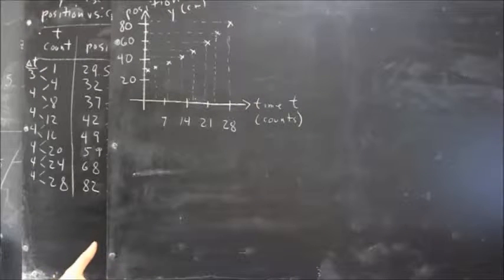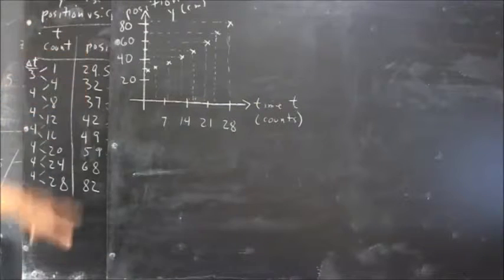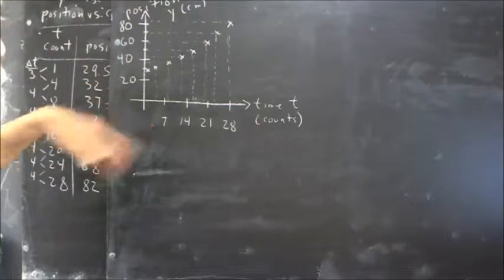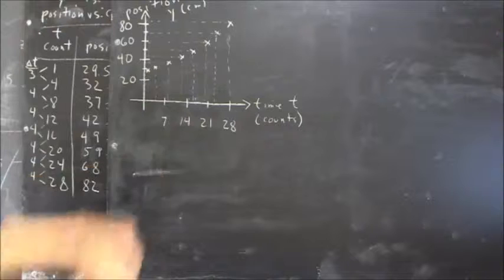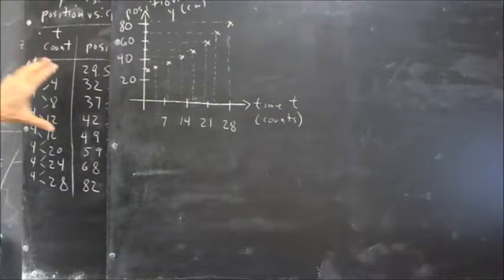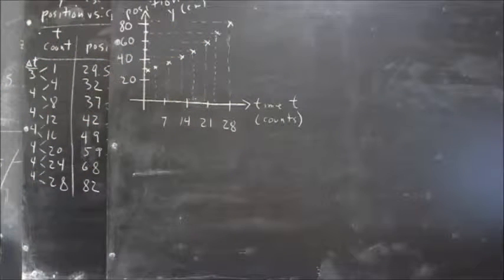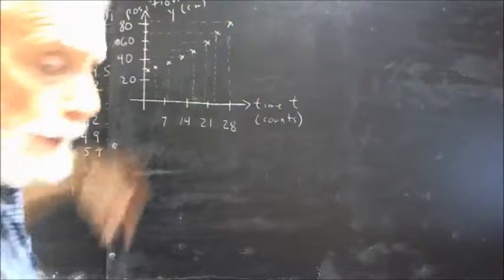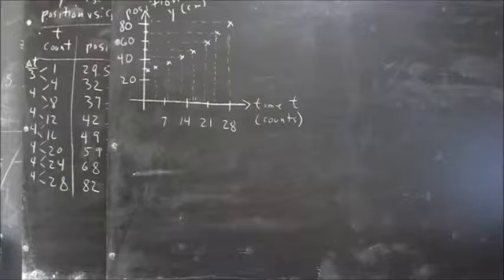You can easily do the same. I've taken our original position versus count data and plotted it on a graph. You can see how this graph and the details of this graph relate to this table. And the question now becomes, what's the trend of these points?